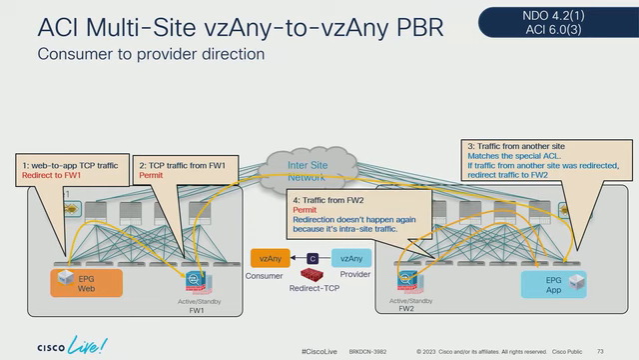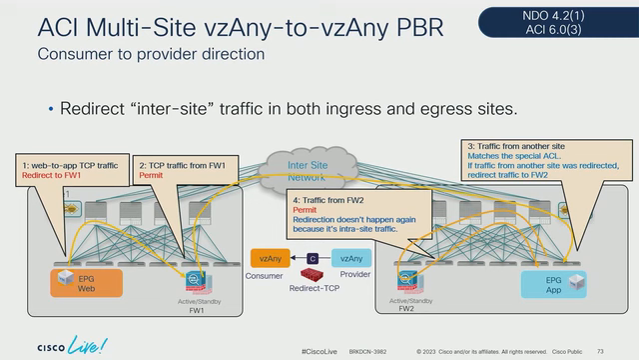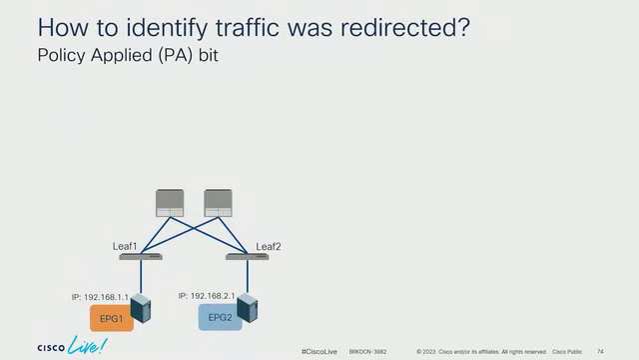After firewall inside 2 inspects traffic, that traffic is not redirected back again because it's intra-site traffic. So the criteria is, if traffic is from another site, if firewall was already inserted, we redirect traffic again in the destination site. For return traffic, it's same. We enable PBR for both incoming and return traffic. So you might be wondering how we can kick the redirection again in the destination site. We actually use policy applied bit to identify whether service was already inserted in the source site or not.